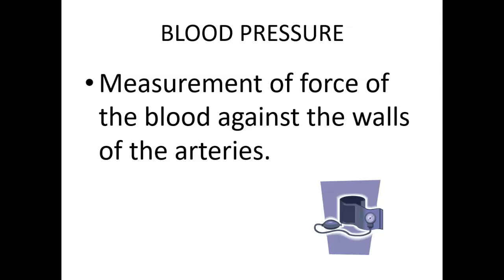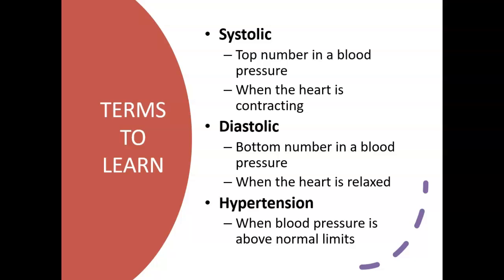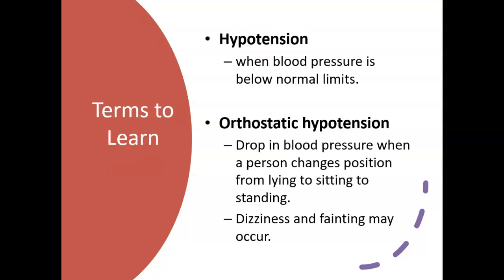Blood pressure is the measurement of force of the blood against the walls of the arteries. Systolic is the top number, when the heart is contracting, and diastolic is the bottom number, when the heart is relaxed. Hypertension is high blood pressure, or when the blood pressure is above normal limits. Hypotension is below normal limits.